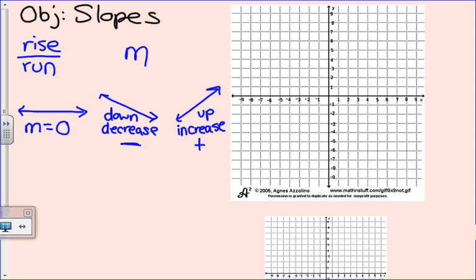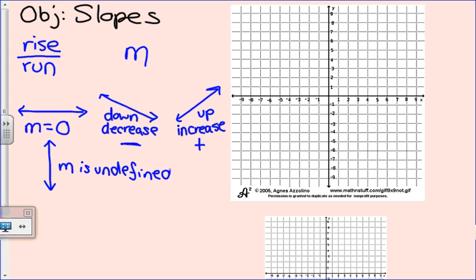The only other type I don't have on there is when you get that cliff, that rock wall, straight up and down. There's not a steepness to it, it's just there. I can't define how steep it is because it's just kind of all over, right? So this slope is actually undefined.